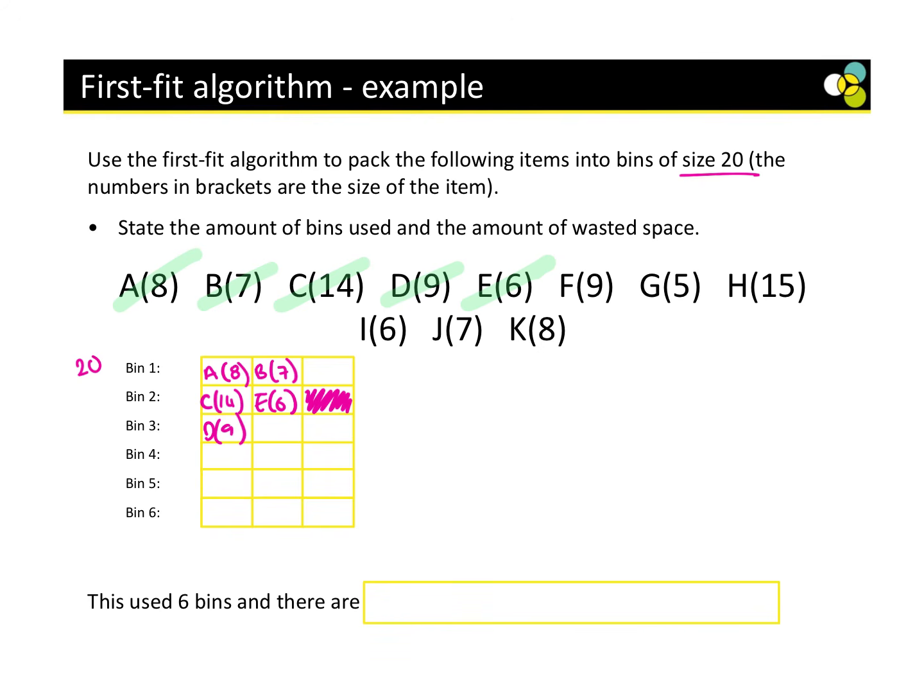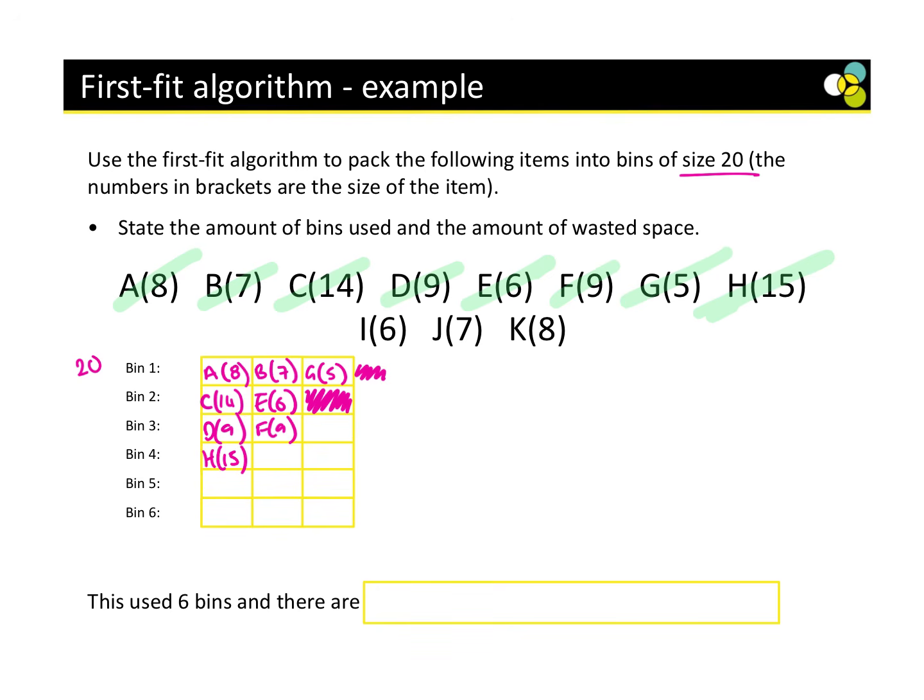Next one comes flying at you, 9. It doesn't fit in the first one. The second one's full. It does fit in the third one. Now that's at 18. The next one is 5. Perfect, I know that fits in the first one. This one is now full as well. Next is 15. Whew, God, that doesn't fit. New bin.